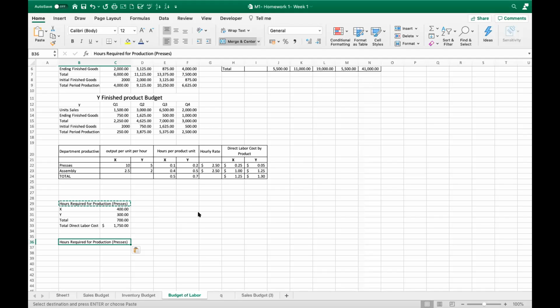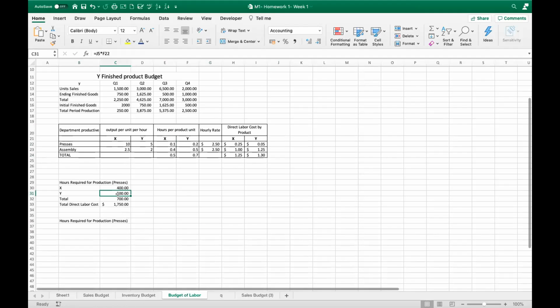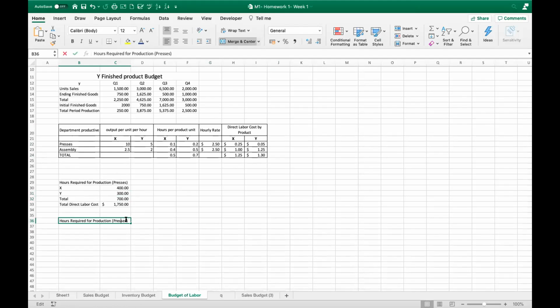So it was this right here. You have the price for X, which is this price times the amount, which is 4,000. And I do the same thing for Y. And then the total is the sum of these. Y gave you, I'm sorry. This is for press, right? Now here I'm going to do the assembly.